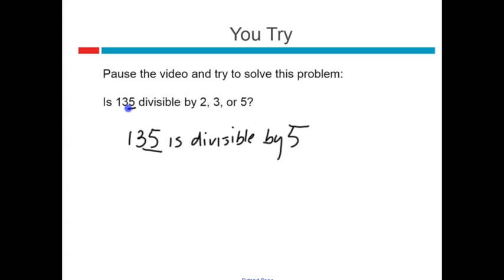Is it divisible by 3? Well, if I add 1, 3, and 5 together, I get 4 plus 5, which is 9. And 9 is divisible by 3. 9 divided by 3 is 3. So we can say that 135 is divisible by 3.